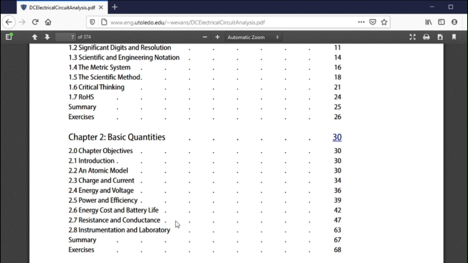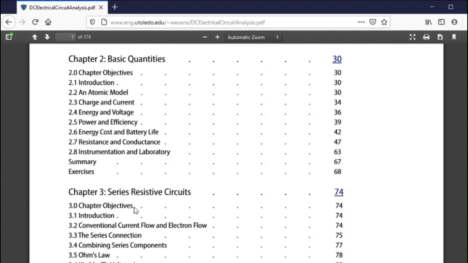And we also talk about resistance and conductance. We talk a lot about resistance and conductance, but basically this gives you the background information that you're going to use. So this chapter 3 starts with our chapter 1.